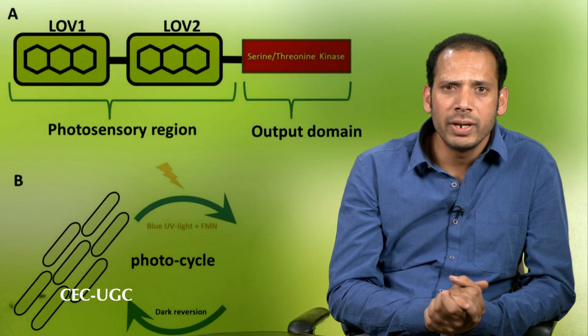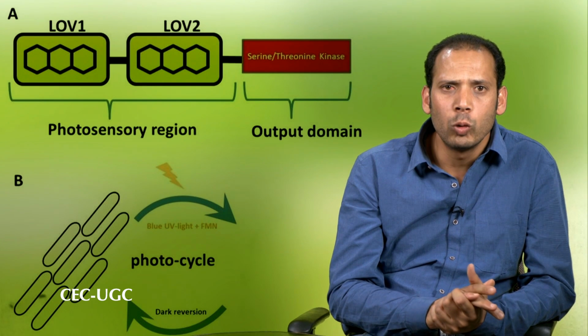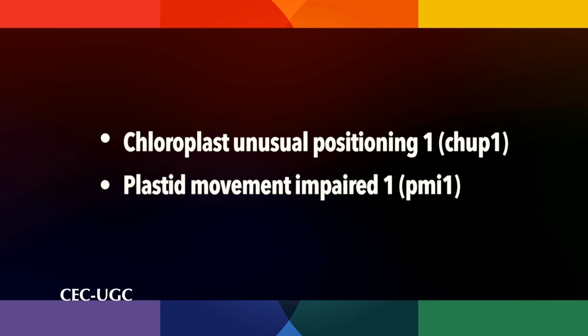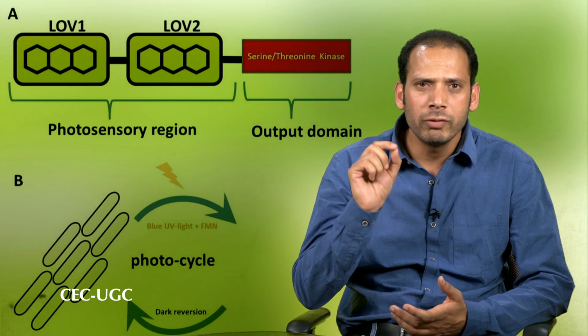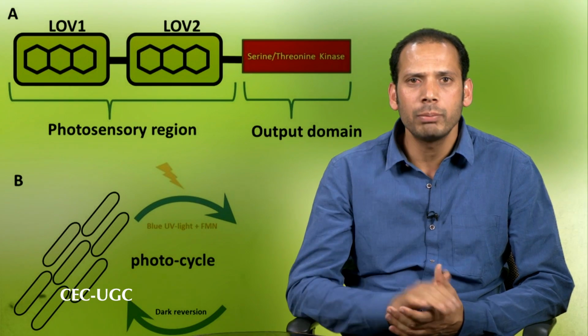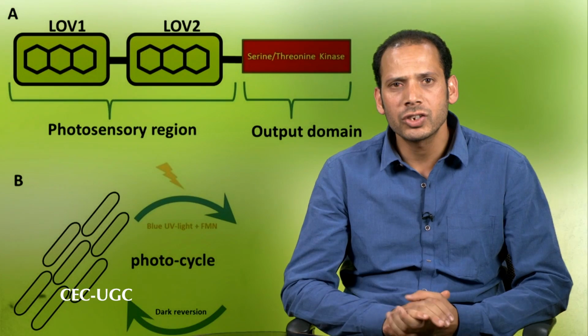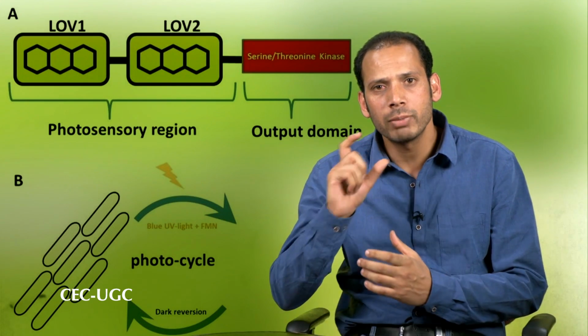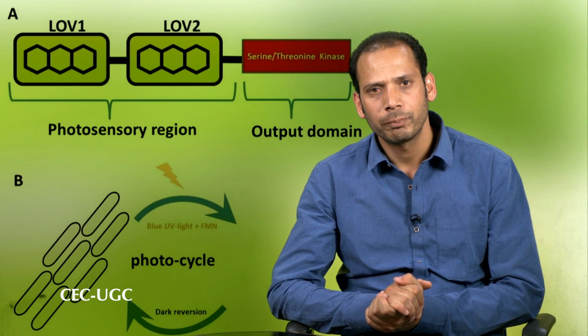Two proteins have been identified which are required for both chloroplast accumulation and avoidance response: Chloroplast unusual positioning 1, designated as CHUP1, and plastid movement impaired 1, that is PMI1. CHUP1 is an F-actin binding protein, which is consistent with the known requirement of cytoskeletal rearrangements for chloroplast movement.